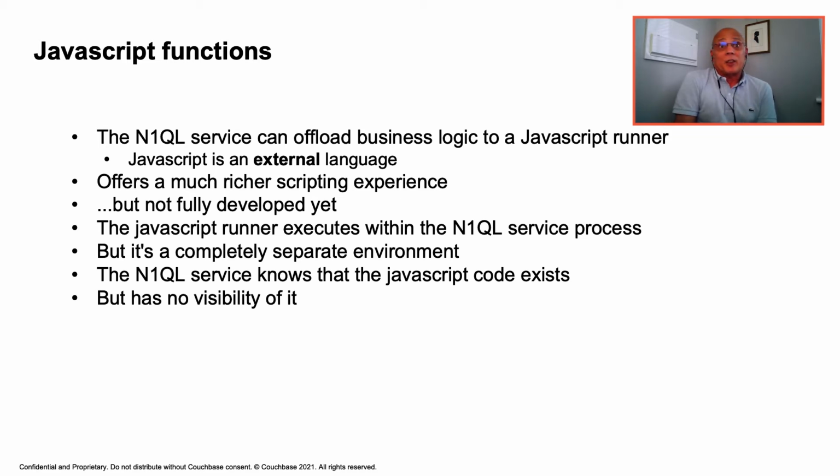The first thing is JavaScript is an external language. What that means is that JavaScript functions are run by a JavaScript runner, which executes inside the Nickel service as a separate thread, but it's completely separate from the Nickel execution layer itself. So although Nickel does know that the JavaScript code exists, it doesn't have visibility of the code. It cannot manipulate it. It can just call it.